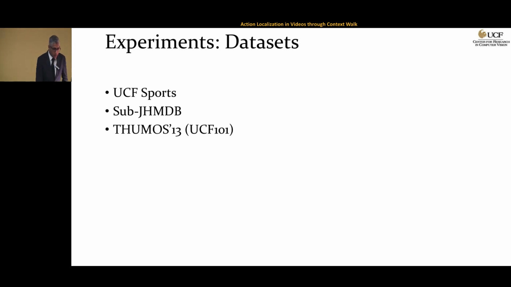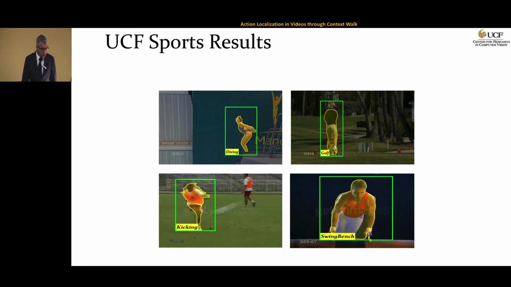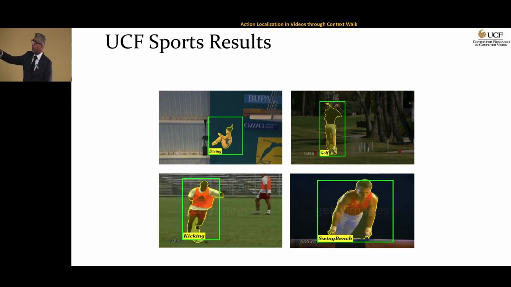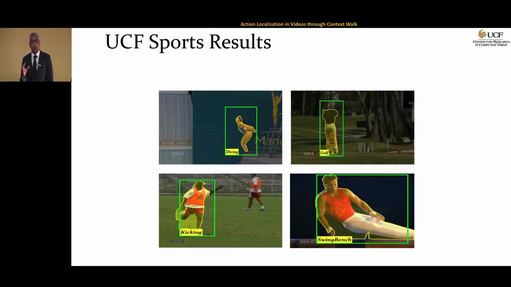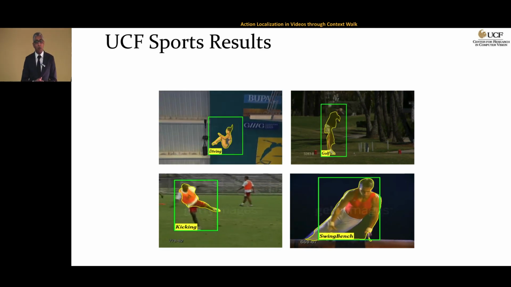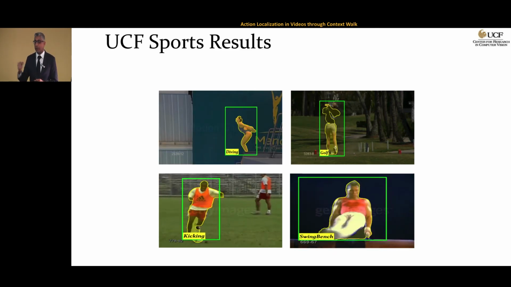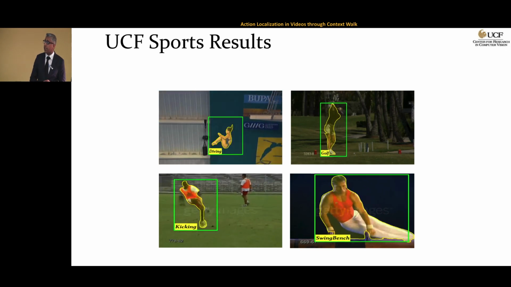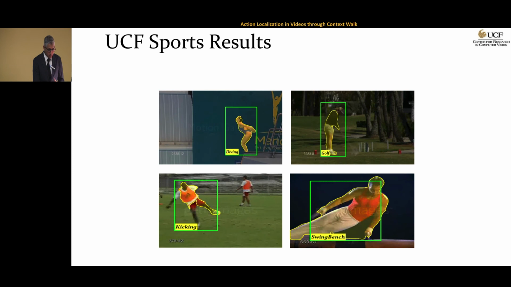Now, for datasets, we tested on 3 datasets. We have UCF Sports, sub-JHMDB, and THUMOS 13, which is a subset of UCF101. First, I'm going to show qualitative results on UCF Sports. Here, our detection is shown by the yellow contour, and the ground truth is shown by the green bounding box. As you can see, because we use supervoxel regions and merge them using CRF, we come up with these fine action contours that give us the label of the action at each pixel location in this video. UCF Sports has 10 actions, and it's fairly challenging based on its articulation of actions and so on.